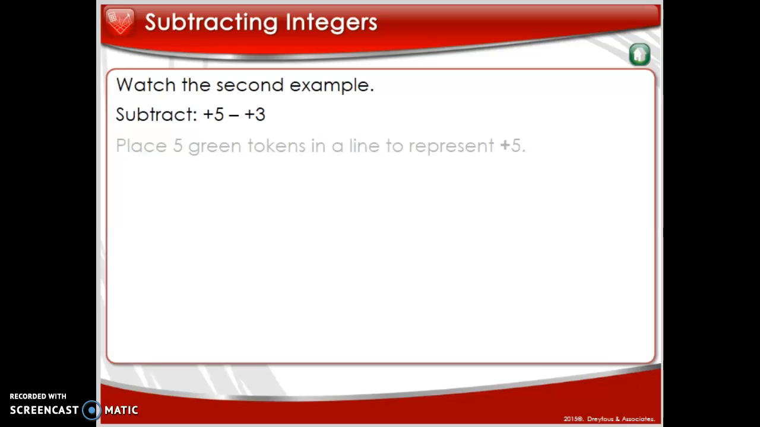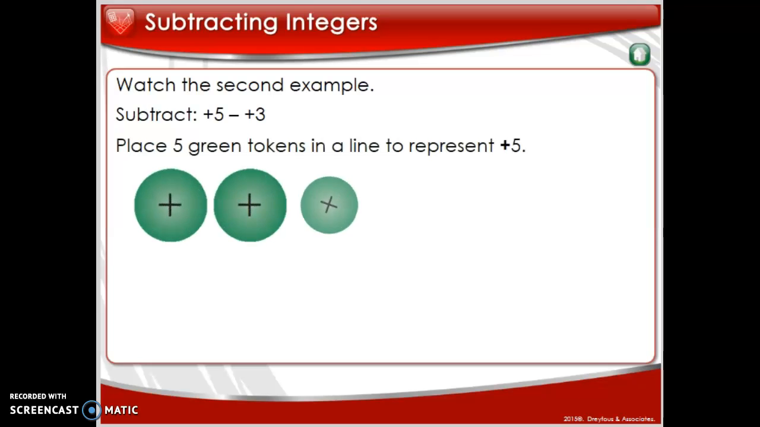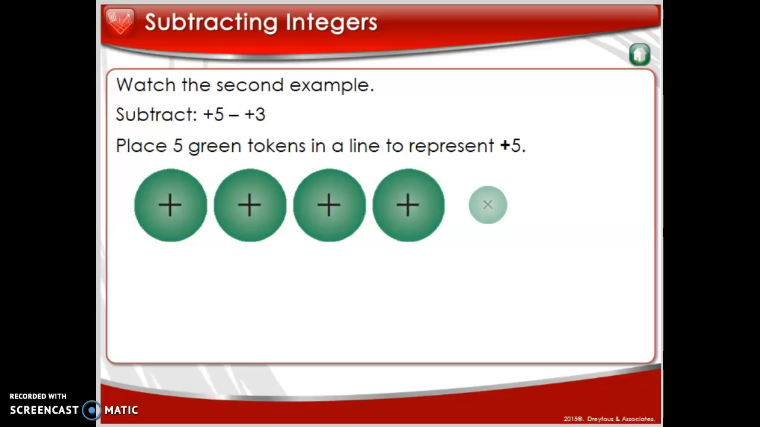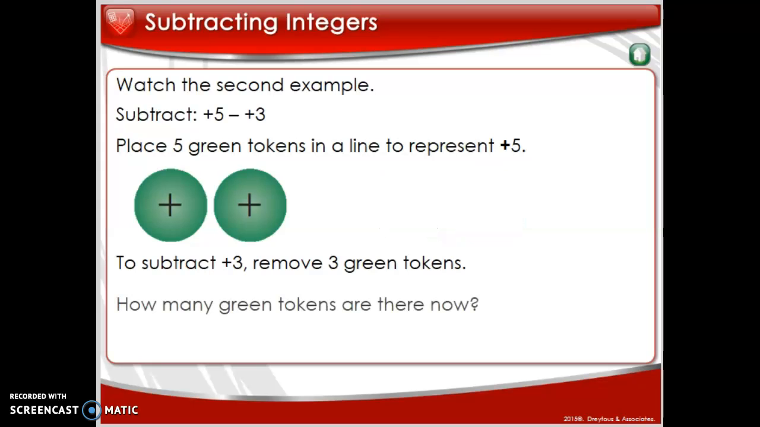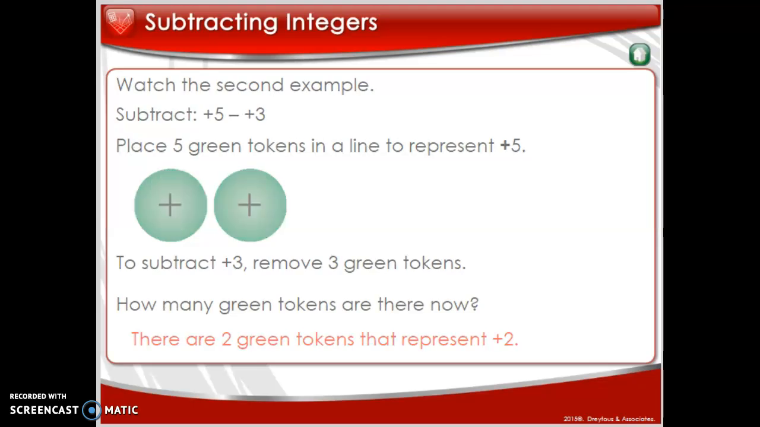Watch the second example. Subtract +5 minus +3. Place 5 green tokens in a line to represent +5. Then remove 3 tokens: 1, 2, and 3. How many green tokens are there now? There are 2 green tokens that represent +2.